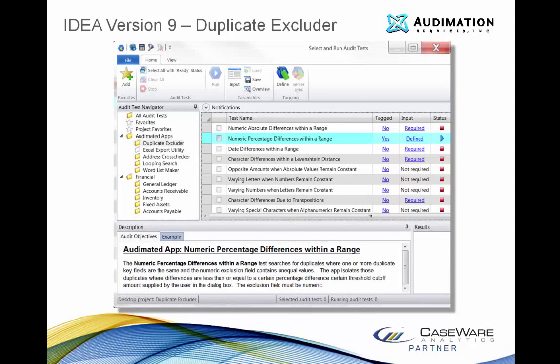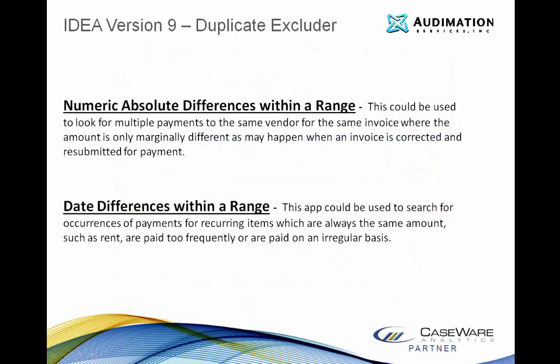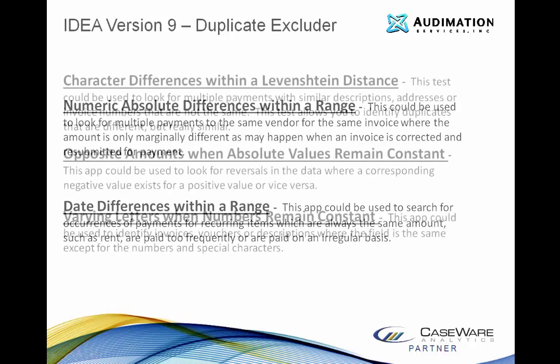Now let's take a look at the remaining 8 tests contained in the Duplicate Excluder application. Numeric absolute differences within a range. This test could be used to look for multiple payments to the same vendor for the same invoice where the amount is only marginally different, as may happen when an invoice is corrected or resubmitted for payment. Date differences within a range could be used to search for occurrences of payments for recurring items which are always the same amount, such as rent, and they're paid too frequently or on an irregular basis.